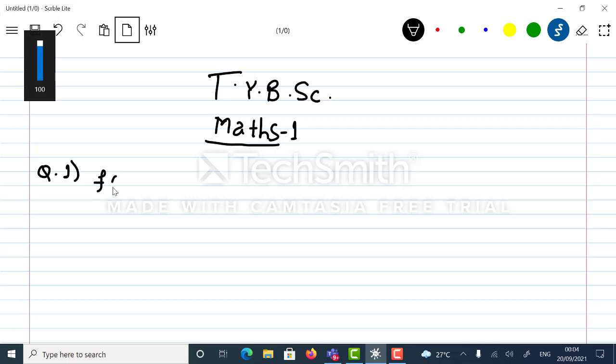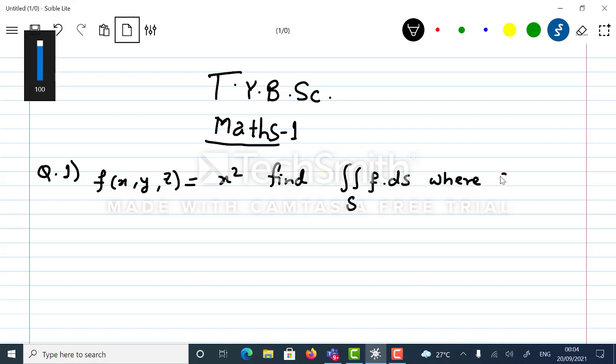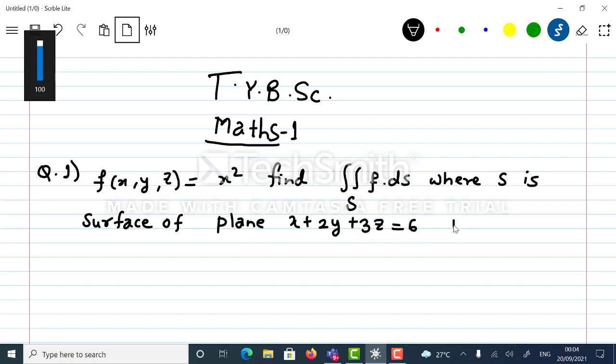So if f of x comma y comma z is equal to x square, find the surface integral of f ds where S is the surface of the plane x plus 2y plus 3z is equal to 6 in the first octant. Well, the solution is as follows.